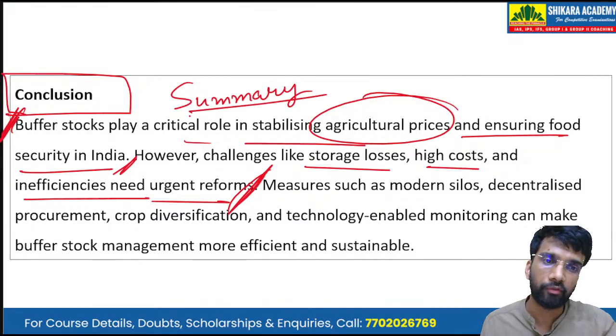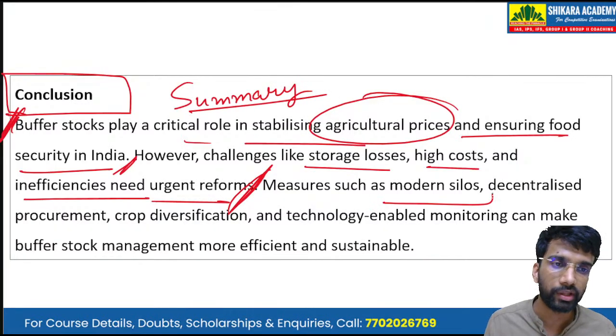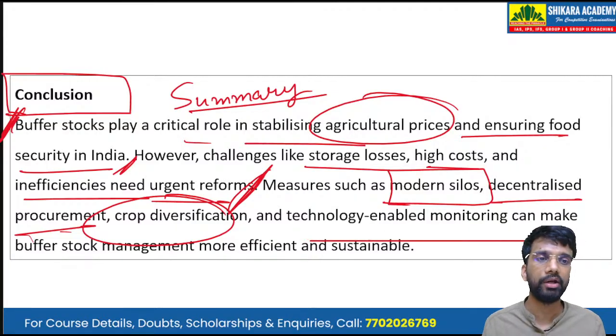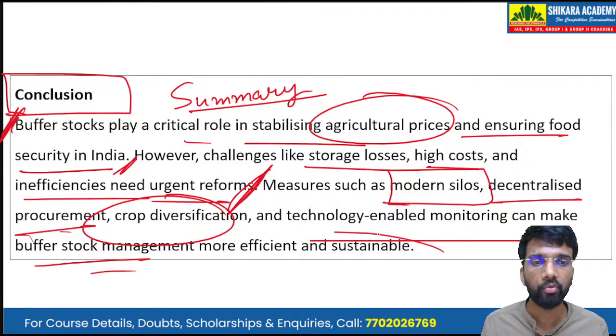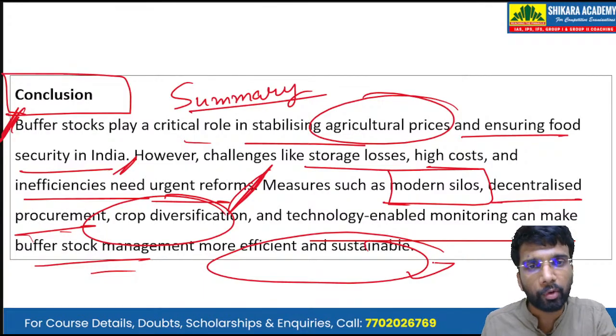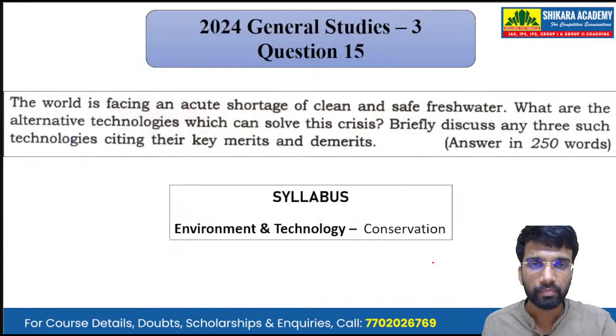Then we write a way forward. That is, measures such as modern silos, decentralized procurement, as well as crop diversification and technology enabled monitoring can make buffer stock management more efficient and sustainable. So, in the conclusion, we have provided the solution.